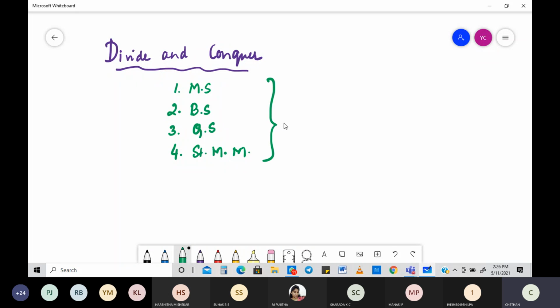And keep this in mind: in these 4 examples, along with the divide and conquer topic, 2 questions will come for sure. 2 into 10, 20 marks. So you can easily write 1 question just by knowing all these things. I have got all your old question papers and all.